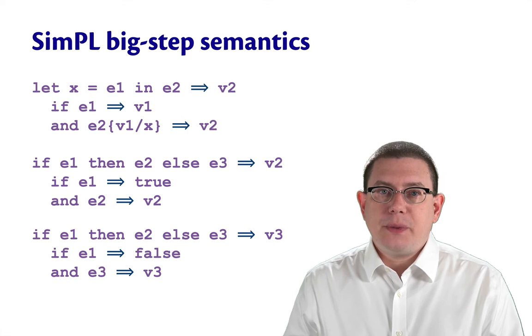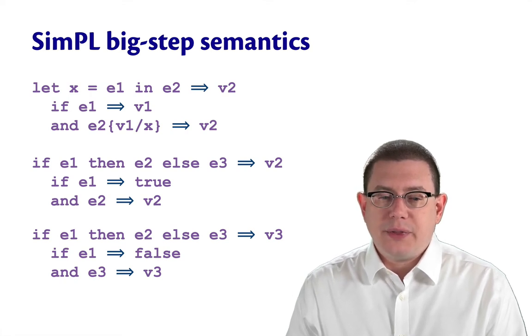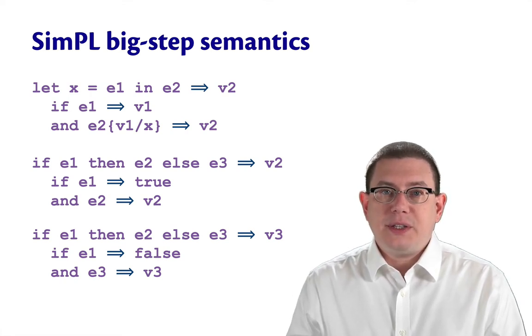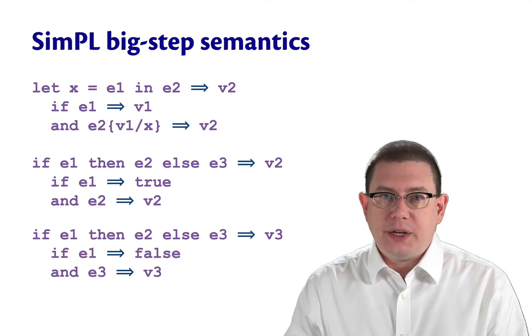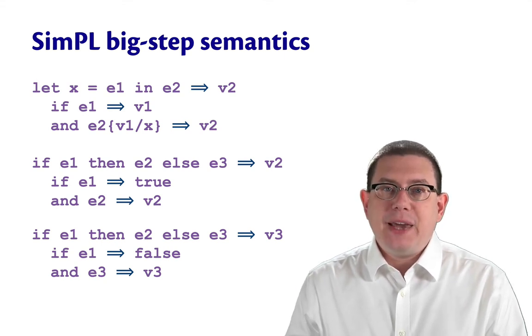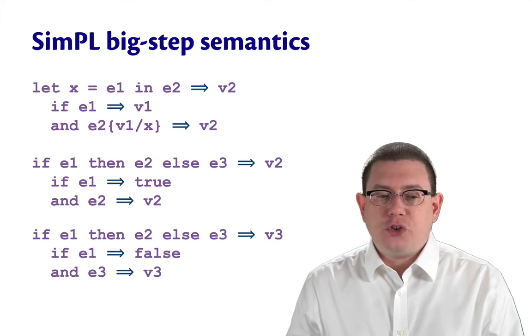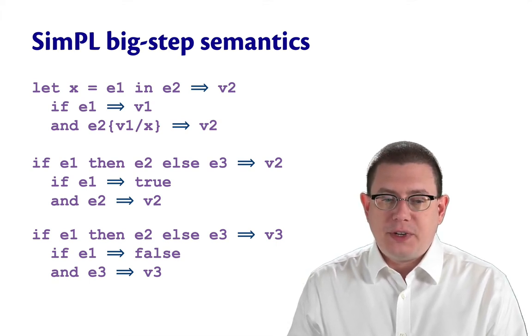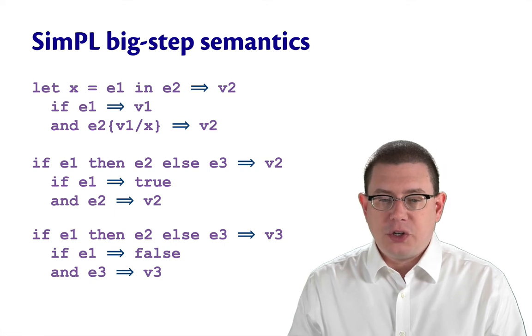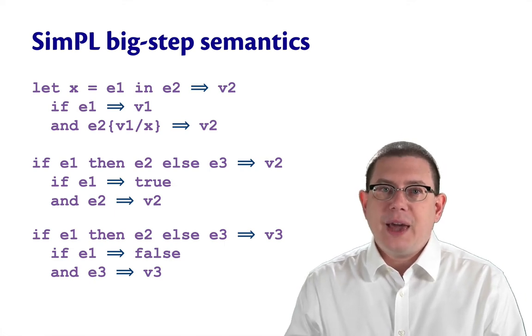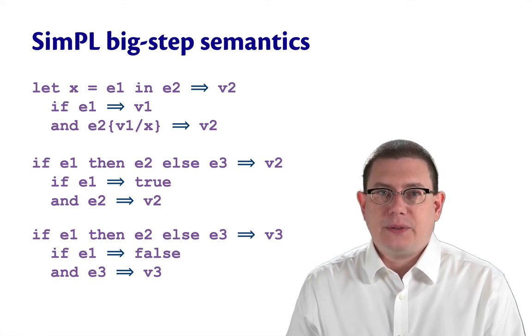The if expression semantics are quite parallel to one another. An if expression steps to the value corresponding to the appropriate branch based on what the guard big steps to. So if e1 big steps to true, and if e2 big steps to v2, then the entire if expression big steps to v2, and symmetrically for the false case.